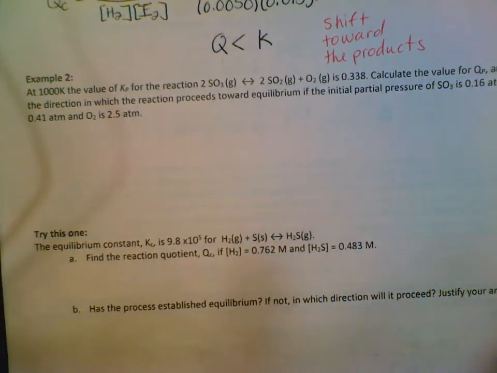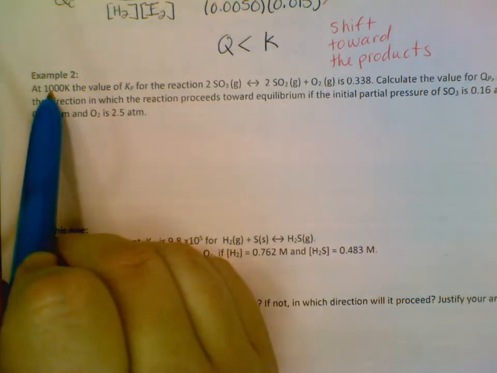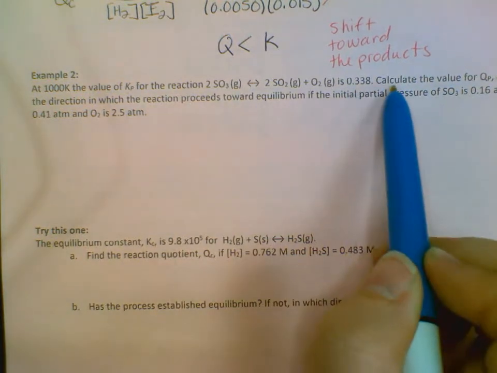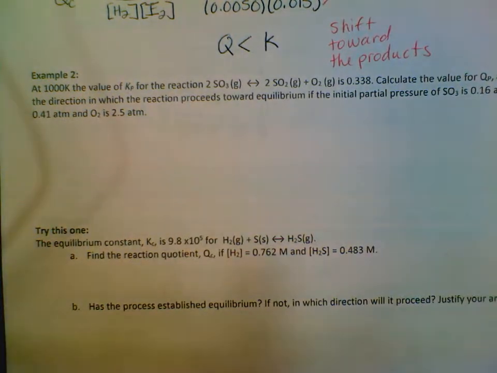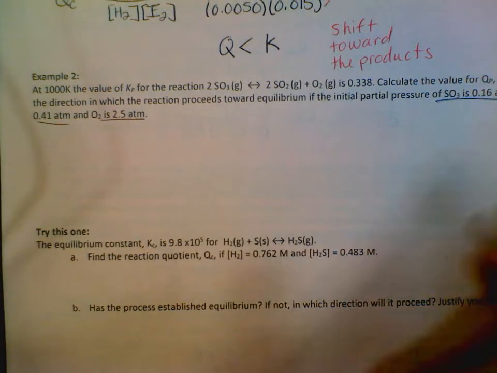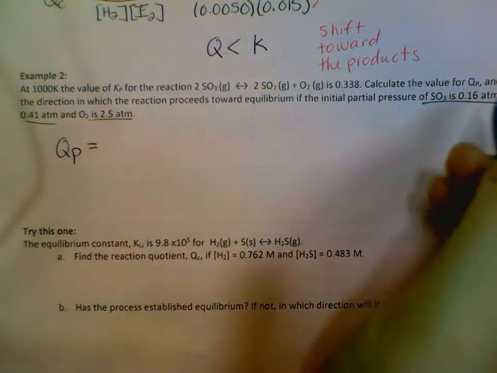Okay, let's try another one. At 1000 Kelvin, the value of Kp for the reaction is 0.338. Calculate the value for Qp. Predict the direction the reaction proceeds toward equilibrium if the initial partial pressures are the ones given here. Okay, so let's set it up for Qp, just doing it in terms of pressure.